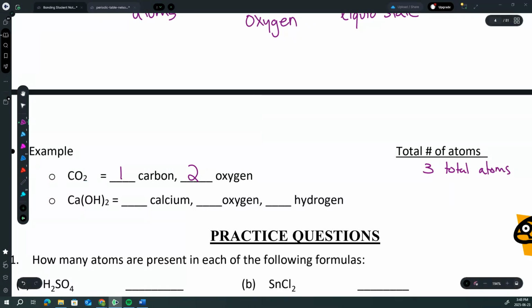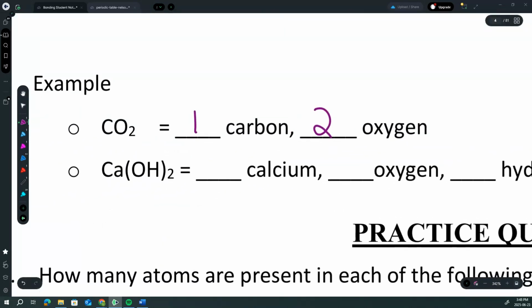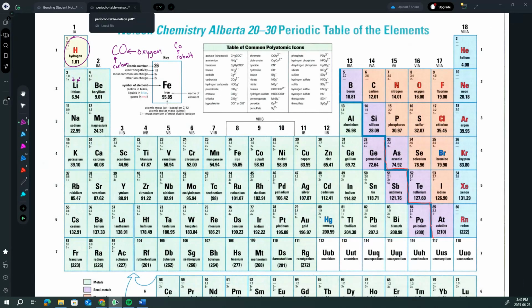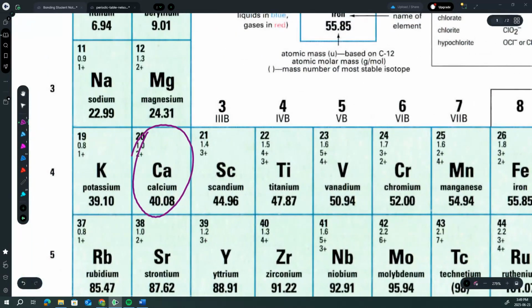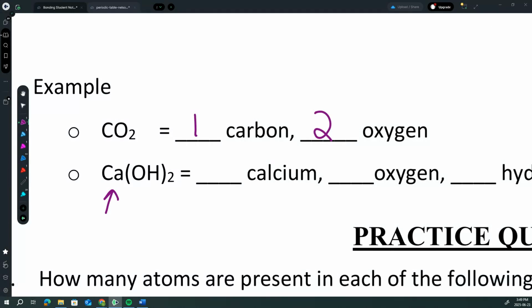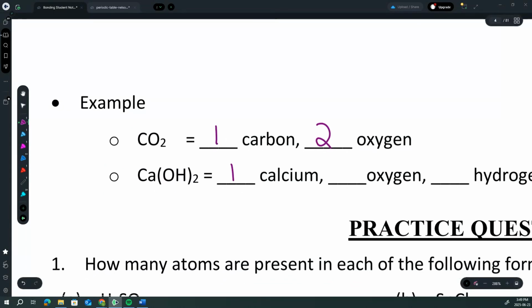For our next chemical formula, we have Ca and then in brackets OH2. So for Ca, or calcium, again, you can look up what the name is for an element. If you're just given the symbol, you can look it up on the periodic table here. So for calcium, I find it right here. So this is how I know the name of that element from the symbol. Okay, so again, I notice there's not a subscript number behind it, so that means there's 1 atom of calcium.